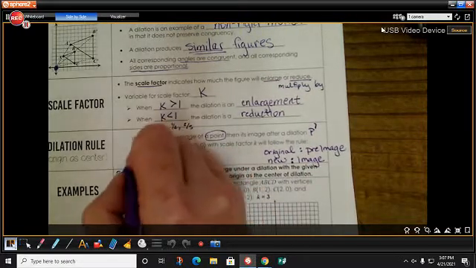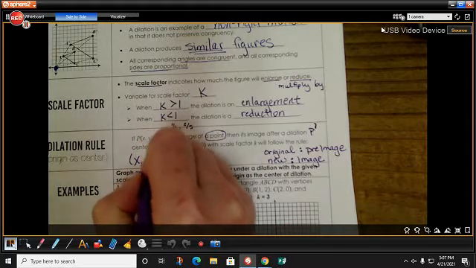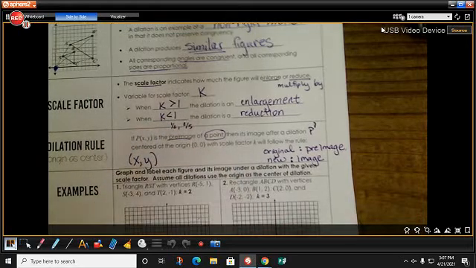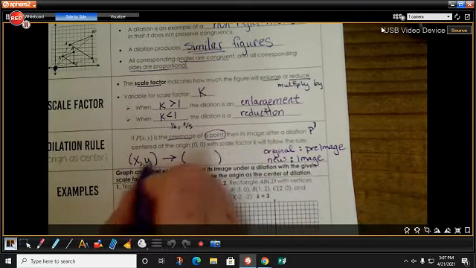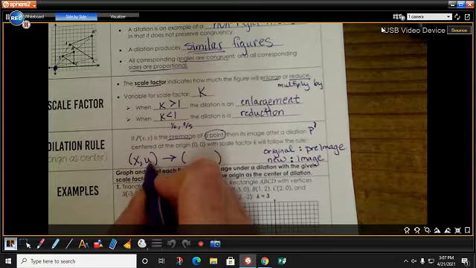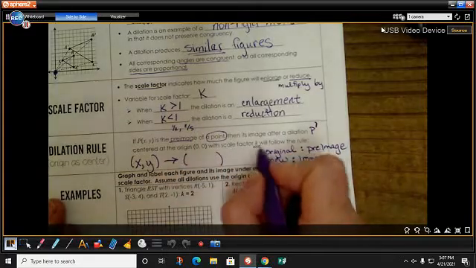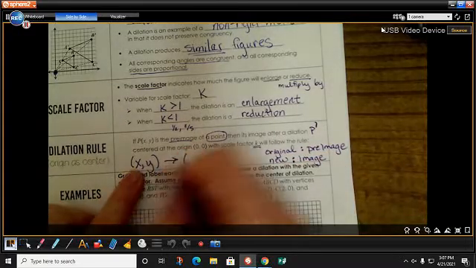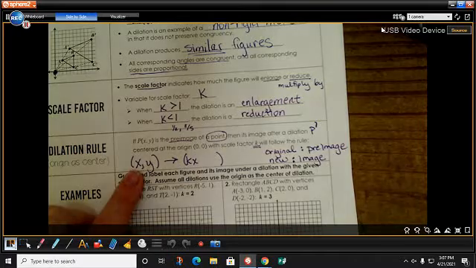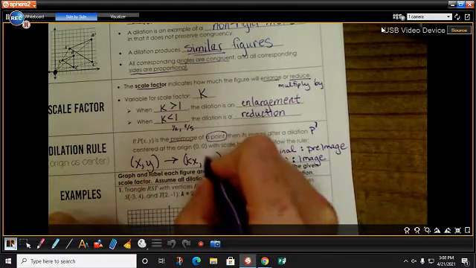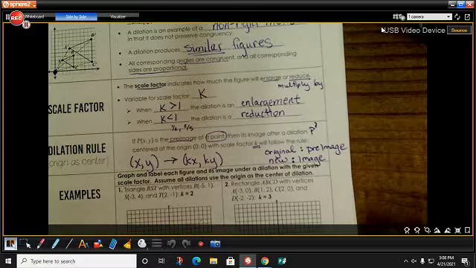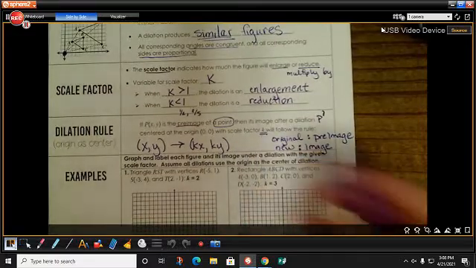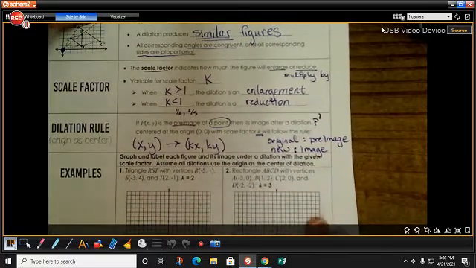And the scale factor is going to take whatever point you had. So if P was at (x, y), my scale factor is always going to multiply both of these numbers by your scale factor. So if I multiply it by the scale factor of K, X will become KX, and Y will become KY. So each of those letters becomes as much bigger as the scale factor says.